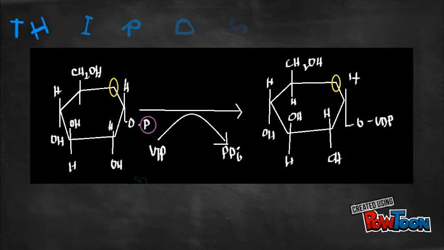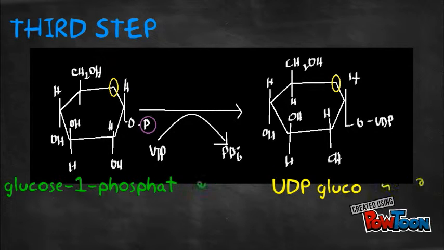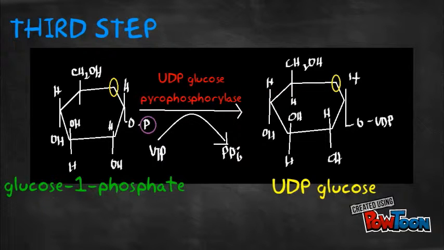Glucose 1-phosphate is then turned into UDP glucose with the use of the enzyme UDP glucose pyrophosphorylase. This process takes in UDP, or uridine diphosphate, and attaches it to glucose. This process also produces pyrophosphate.